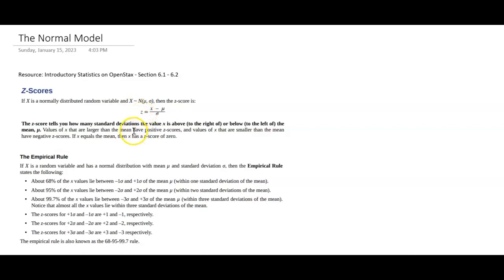If you have positive z-scores, then that means your x value must be bigger than the mean. If you have negative z-scores, then that means the x value must be smaller than the mean. And if x is equal to the mean, then you will have a z-score of 0.